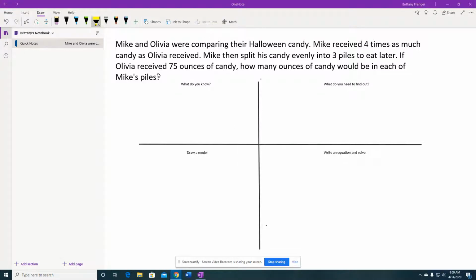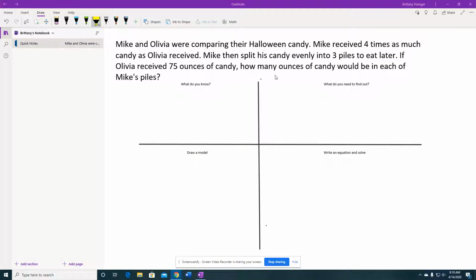So like we always do, we always read our question 2 times. So I'm going to read it once and then I'm going to read it step by step. Mike and Olivia were comparing their Halloween candy. Mike received 4 times as much candy as Olivia received. Mike then split his candy evenly into 3 piles to eat later. If Olivia received 75 ounces of candy, how many ounces of candy would there be in each of Mike's piles?